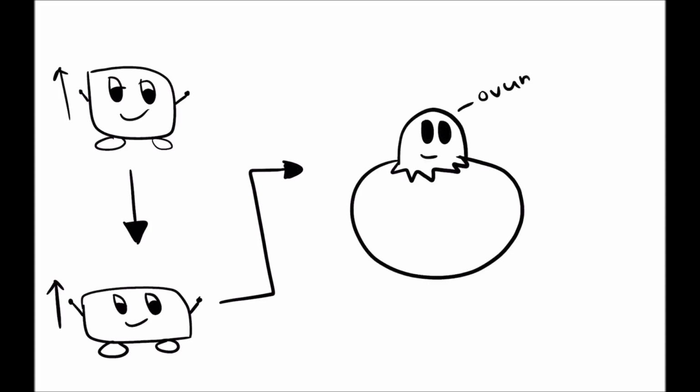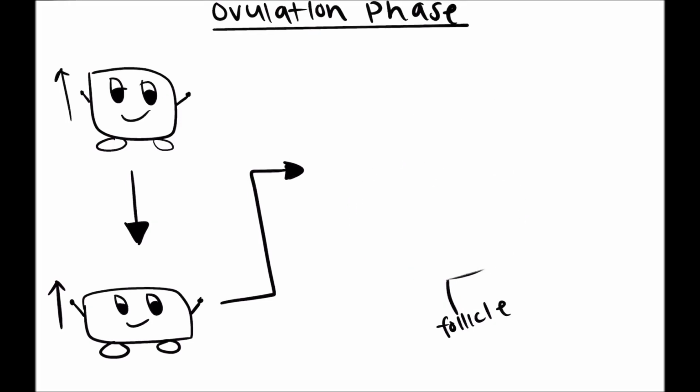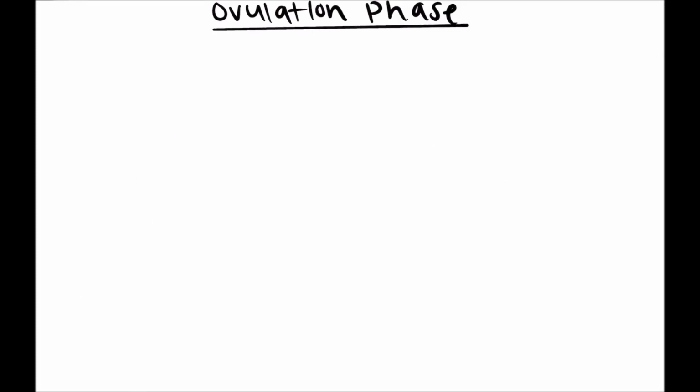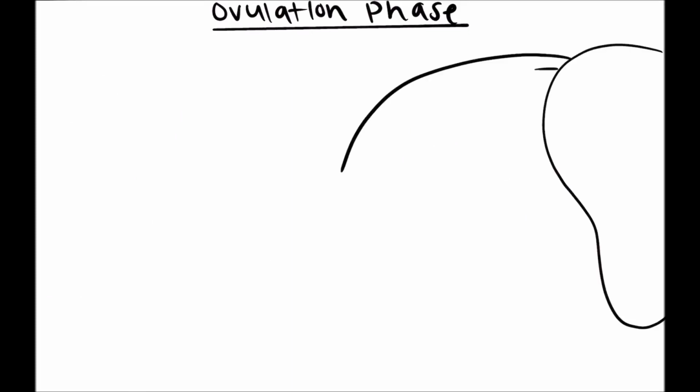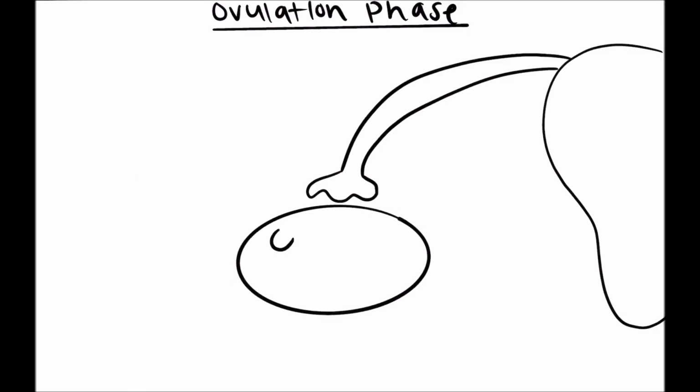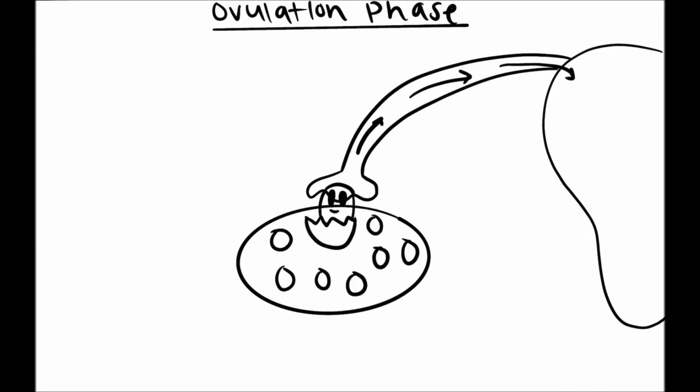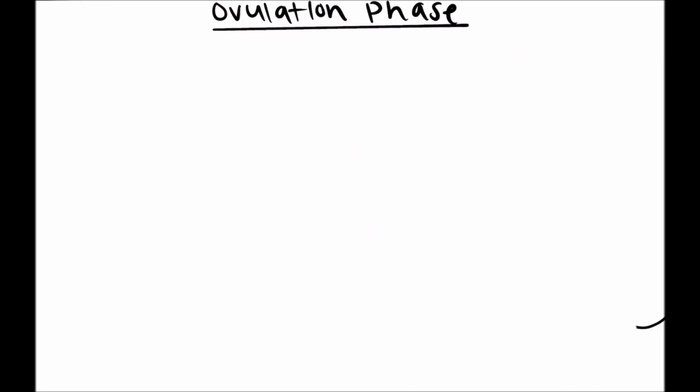It is possible for more than one egg to release, which could result in fraternal twins if both eggs are fertilized. After the mature egg breaks through the follicle, the fimbriae, the small tentacles at the end of the fallopian tube, sweep the egg down the tube towards the uterus.